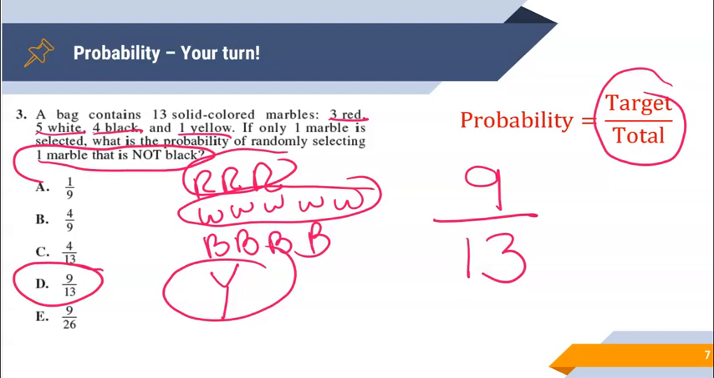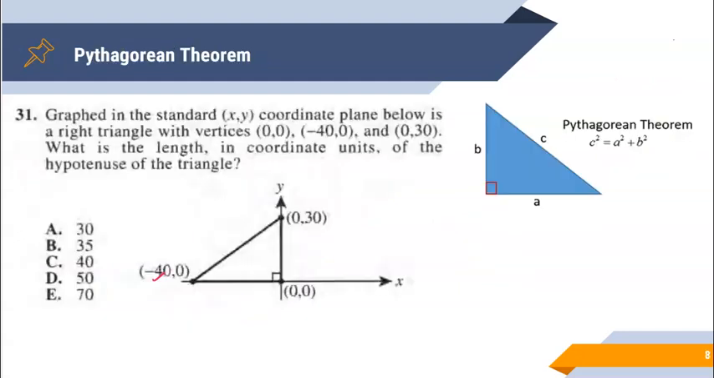Probability, right? Okay, another topic that we have here, Pythagorean theorem. Remember this, c squared equals a squared plus b squared. Just remember, C is opposite the right angle. That's the remember. So on this question, it's question number 31. We're trying to figure out what's the length of the hypotenuse. That's this side right here.